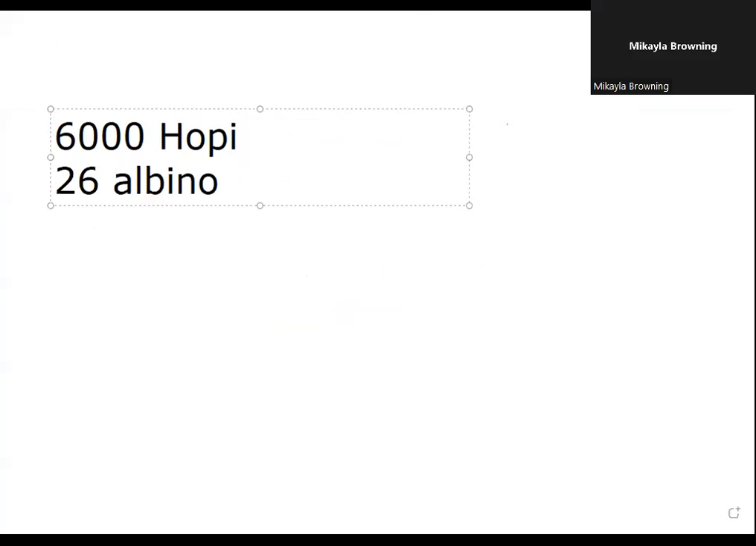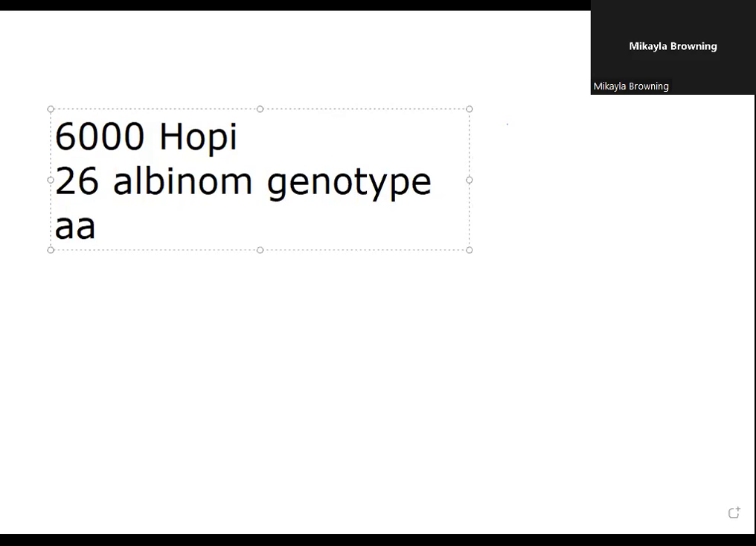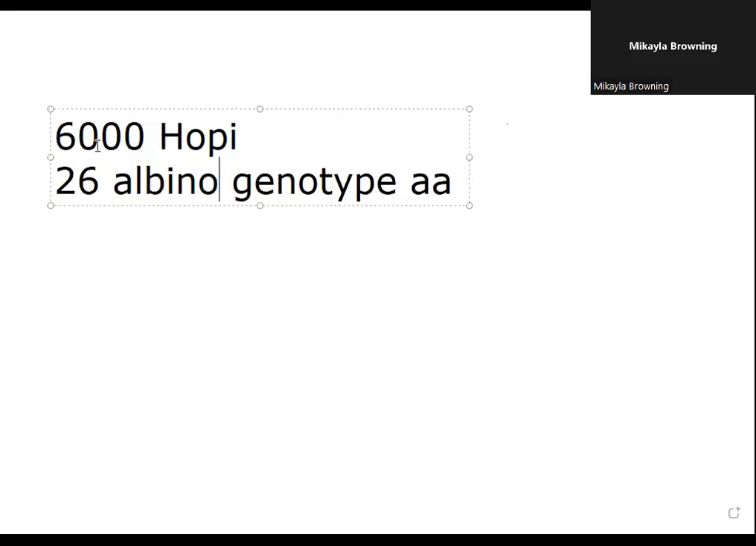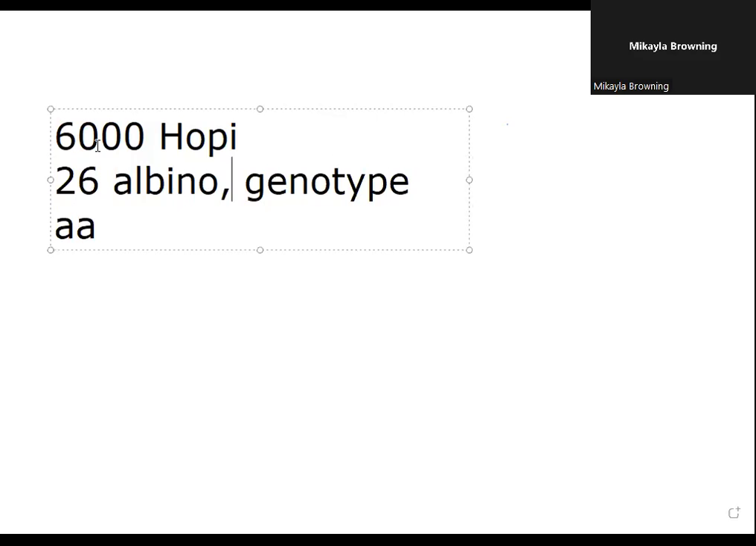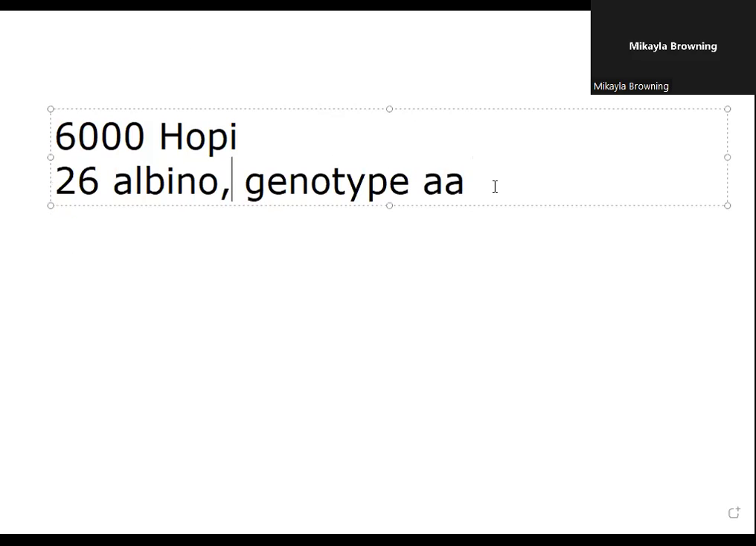And albinism is caused by a recessive allele. So the albinos have a genotype that I'll just write as little a little a. Sorry, when the light is down, I can't see the keys very well. So there's 26 people with albinism. Genotype little a.